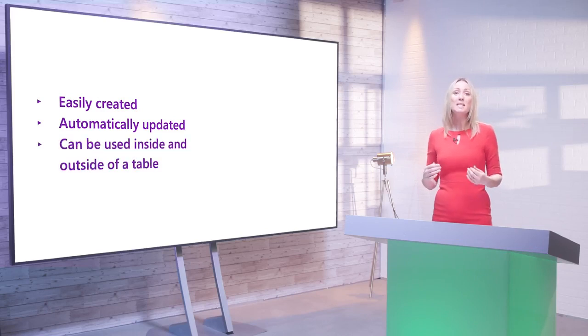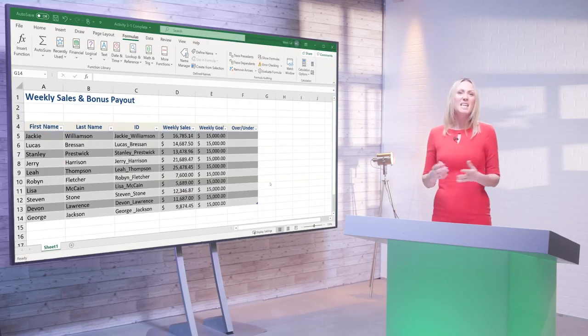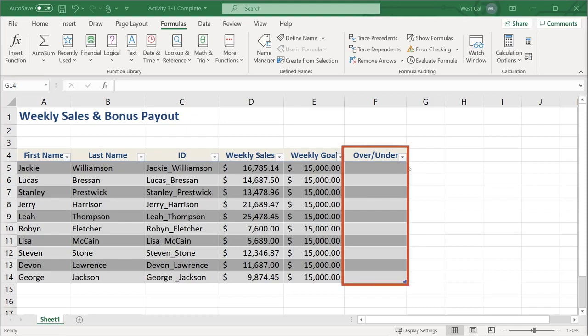They update automatically when elements of the table are changed. You can use them inside and outside of the table, which can make your workbooks easier to understand. They take advantage of the autofill feature of autocorrect, filling the entire column of a table with a formula after entering it in just one cell. This is known as a calculated column. Let's say that there is an open column in your table that is used to calculate the dollar amount that a sales representative was over or under their weekly goal. You can calculate this column using structured references.